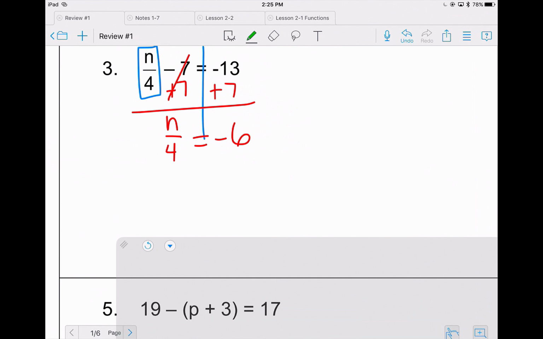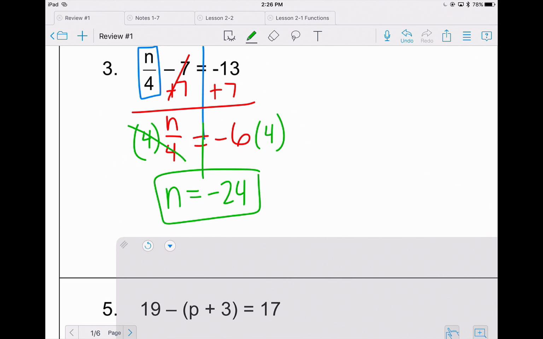Now, number 3, the part that most people are going to mess up on here, remember n is being divided by 4. To get rid of division, we need to multiply. Whatever you do to one side, you have to do to the other. On the left side, 4 divided by 4 cancels, and we're left with n. On the right side, negative 6 times 4 is negative 24.